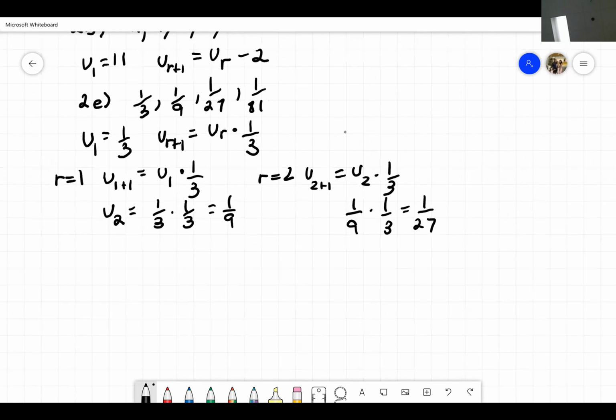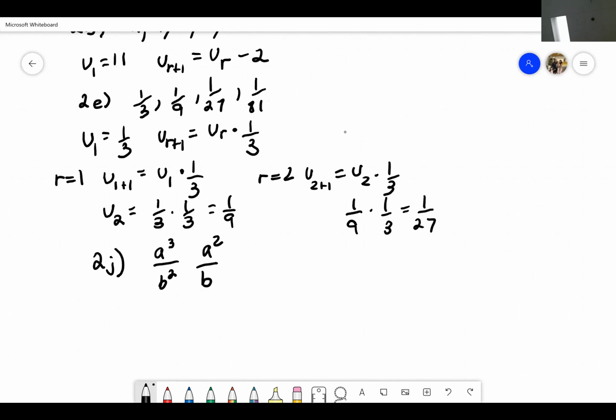Okay, let's try another one. How about this one here? We have a to the third, b to the second. a to the second over b, then we have a, then we have b, dot, dot, dot. Let me scroll it up. Everybody can see.